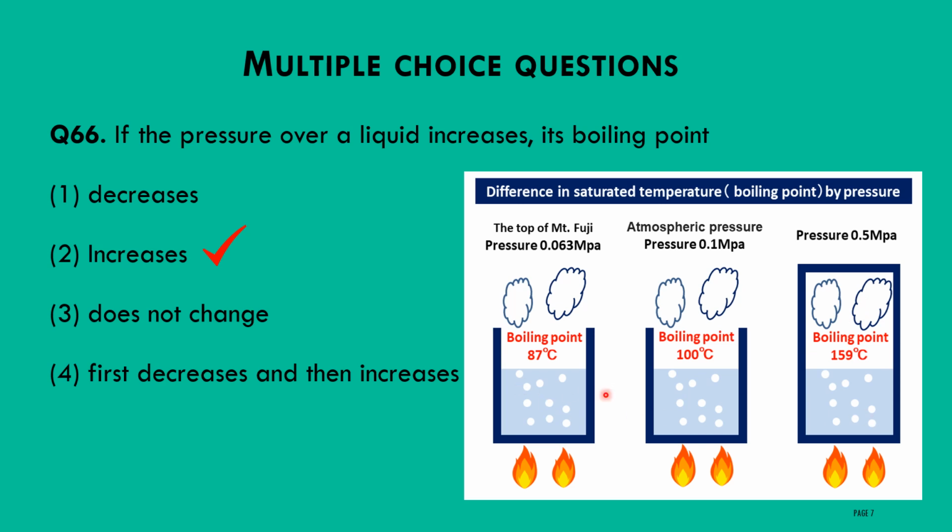Among these three, the third one has the most pressure. Since it has more pressure, you need more energy, so the boiling point of that liquid is higher. Therefore, if you have more pressure, the boiling point will also be more, because the liquid particles need more energy to expand. Therefore, if the pressure over a liquid increases, the boiling point also increases.